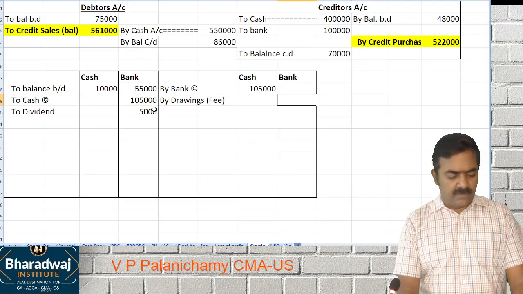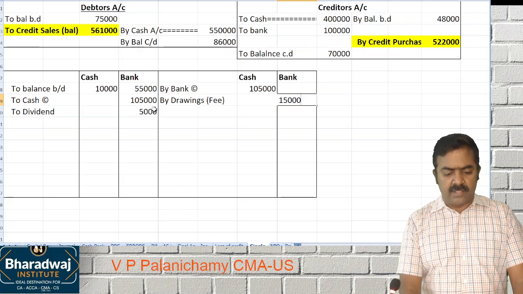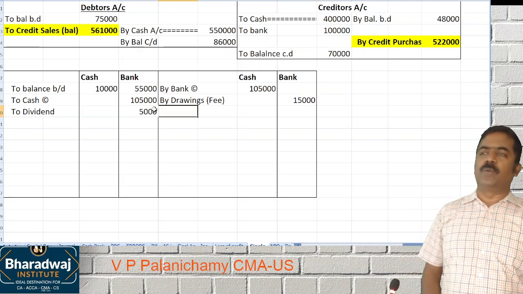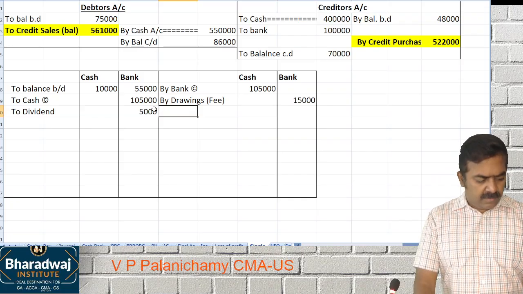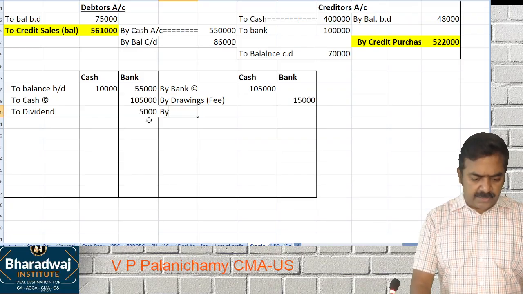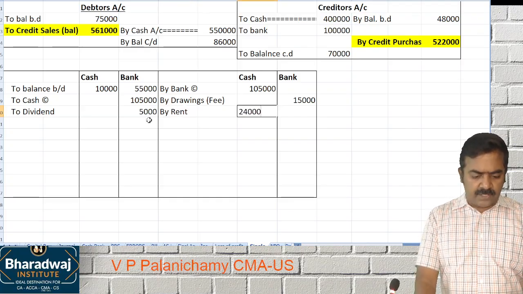The fees paid for the daughter. How much? Paid by check, 15,000. Then please do it along with me. Don't wait. What is the next one? Rent paid by cash. How much is paid? 24,000 is paid in cash.